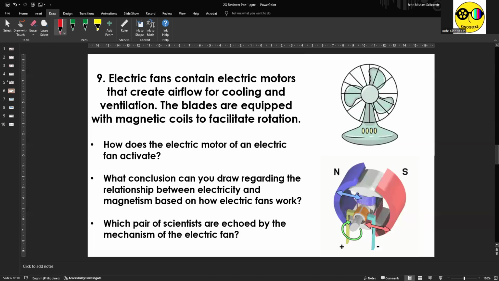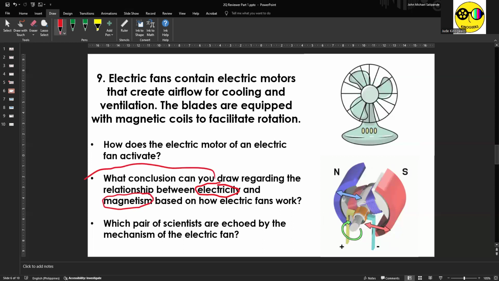So in that scenario, since you have to plug the wire to the power supply, electricity must be established first for magnetism to occur. So this one is an antithesis of the one that we did in the previous slide. This time, electricity induces magnetism. And the scientists echoed by the mechanism of the electric fan are two.